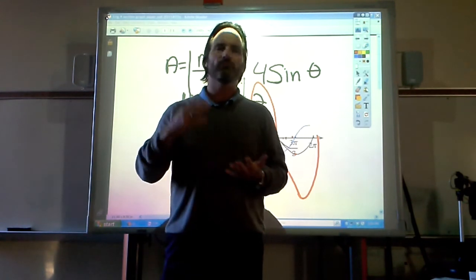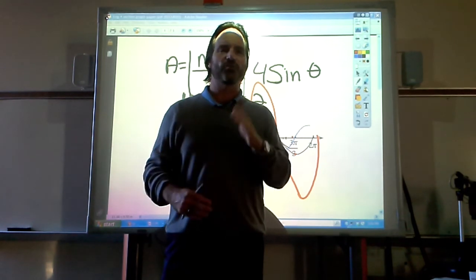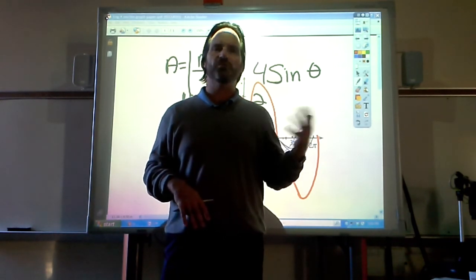Pi sixths, pi fourths, and pi thirds. That's 30, 45, and 60. Those are all your special right triangles, okay?